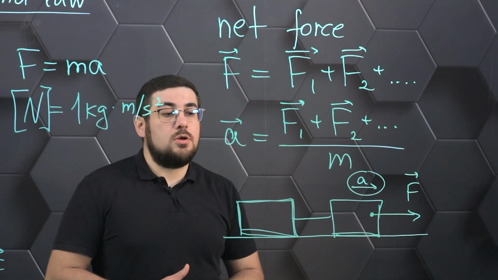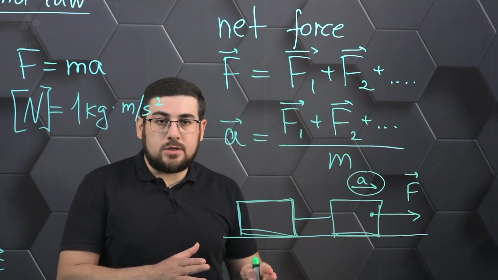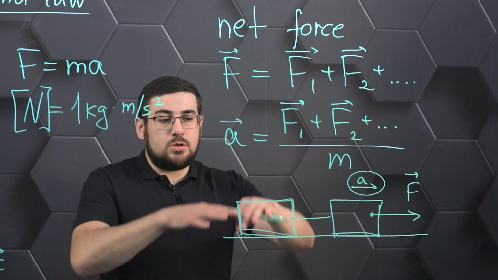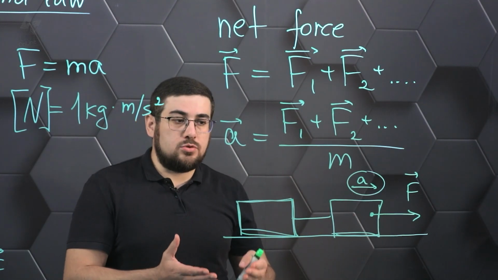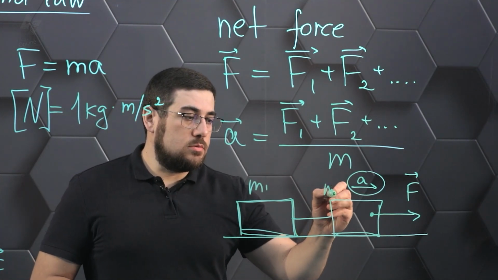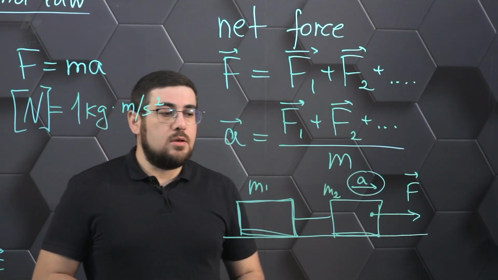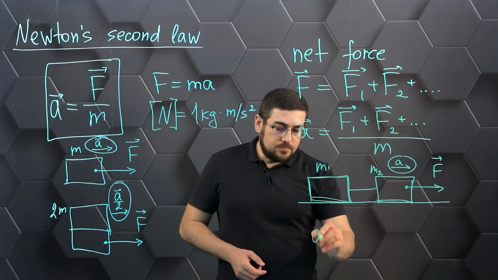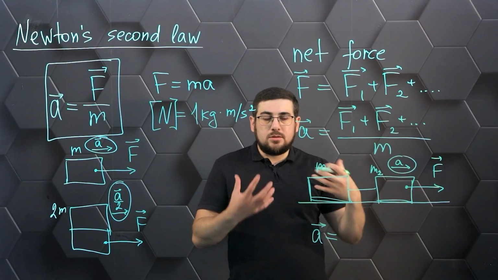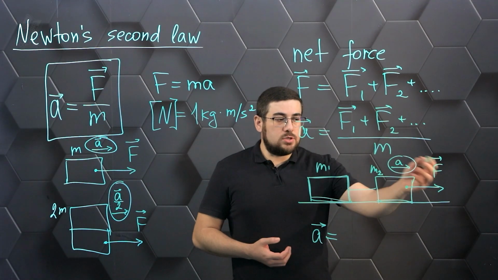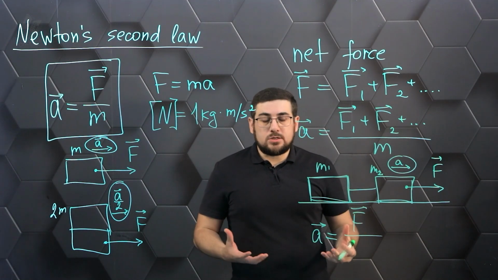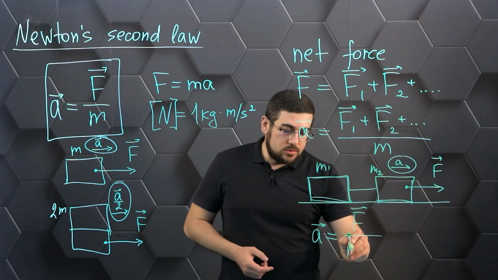Now, if you can see that in this problem, all the bodies are moving with the same acceleration, then we can apply Newton's second law to the system as a whole. So we can say that both bodies, let's say this one has a mass of m1, this body has a mass m2, they're moving with the same acceleration, which we define as the ratio of the total resultant force acting on this body, in this case the force F, divided by the total mass of the whole system. In this case it is the sum of the masses of the given bodies.